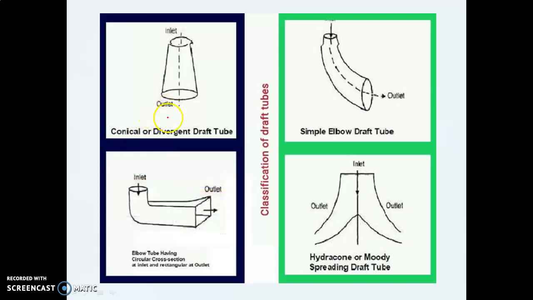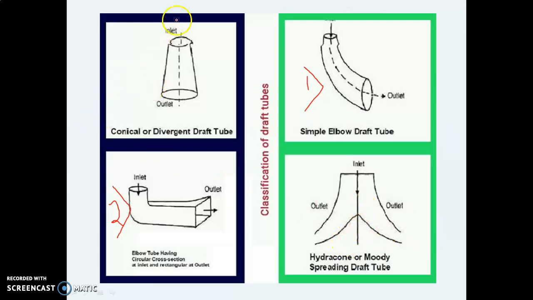These are the diagrams of draft tubes. This is a conical draft tube. This is known as an elbow draft tube. This is also an elbow draft tube, but this is elbow draft tube number 1, and this is elbow draft tube number 2. In elbow draft tube number 1, the inlet shape is circular and the outlet shape is also circular. But in this elbow draft tube, the inlet shape is circular and the outlet shape is rectangular. And this is the Moody spreading draft tube. That means there is one inlet while there are a number of outlets.